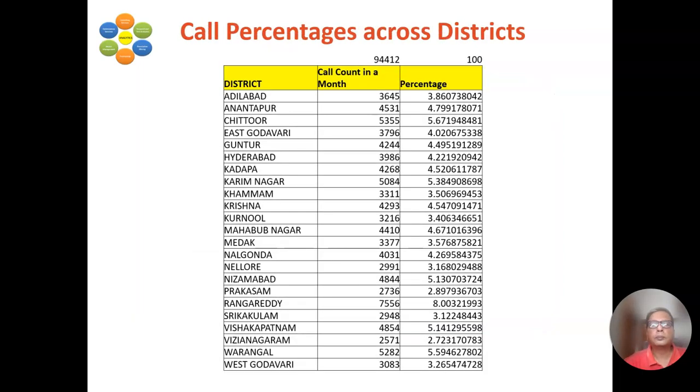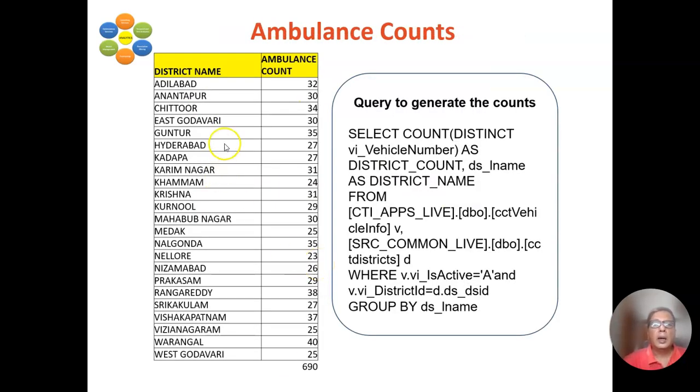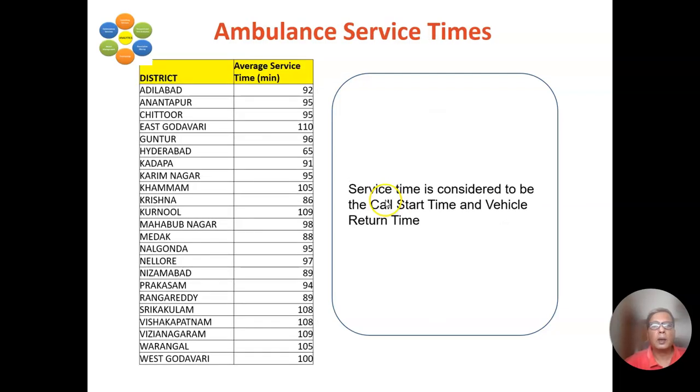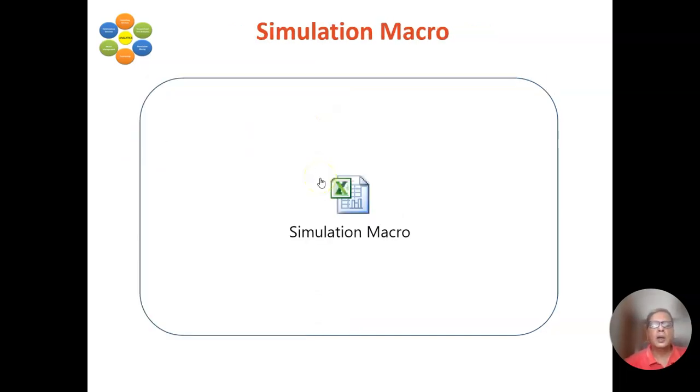These are the percentages of calls over the districts. There are 23 districts in AP. And these are the ambulance counts for different districts. There are in total 690 ambulances, and here is the query to extract the data. Then the average service time for each district: for Adilabad it is 92 minutes, for Anantapur it is 95 minutes, etc. So these are the average service times for the ambulances over the districts. I have the simulation macro which I cannot show.